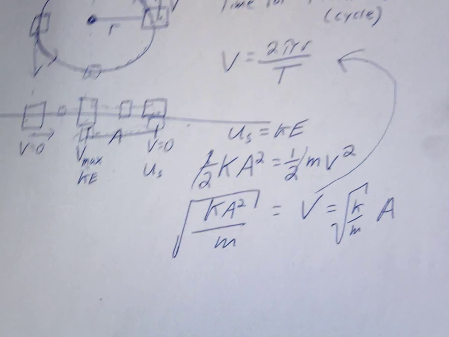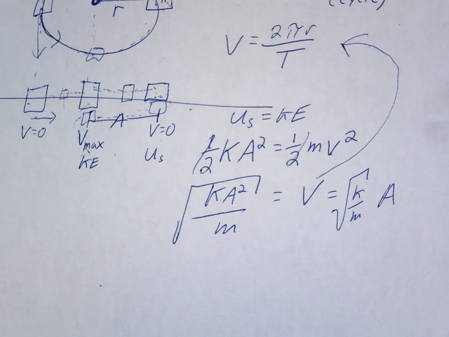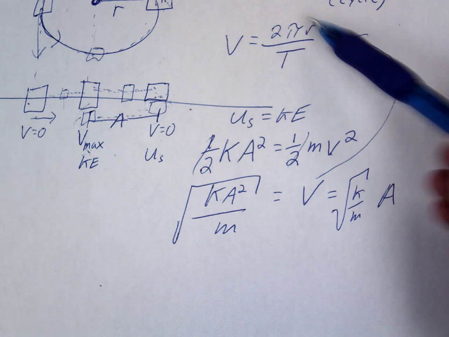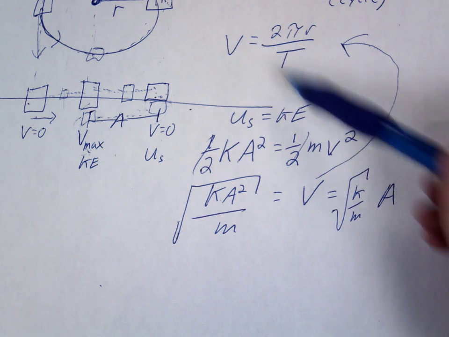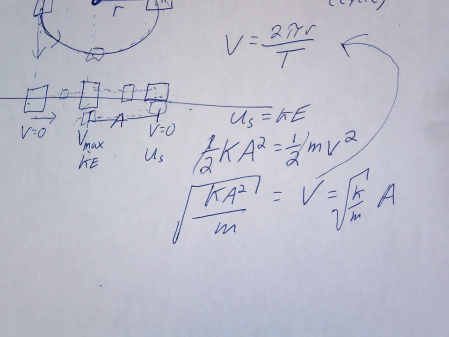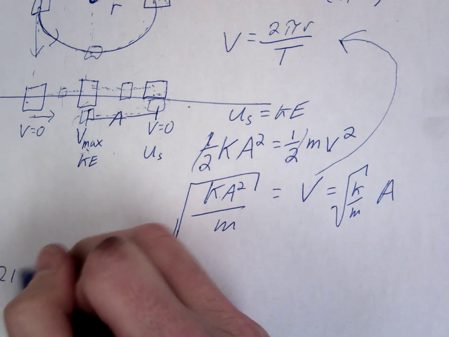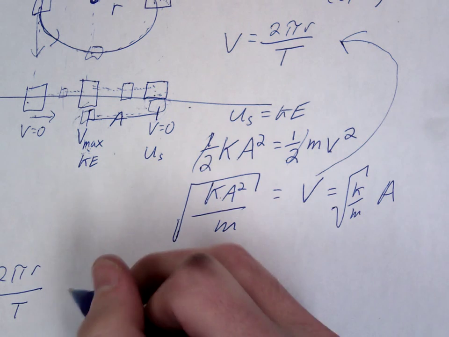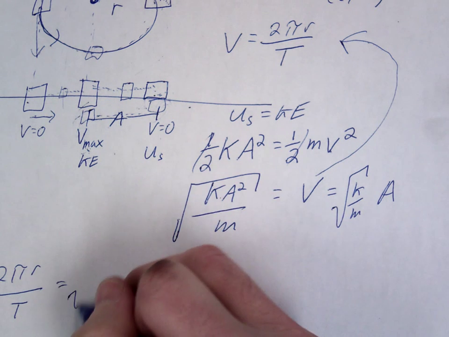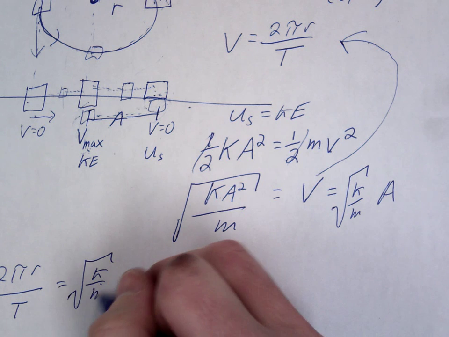And again, what we're trying to figure out is, what is the period for a spring? This is the period for a circle. This is the velocity for a spring. Let's equate these to each other. So we're going to have 2 pi r over T equals the square root of k over m times a.